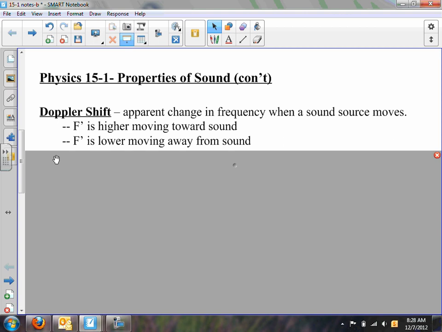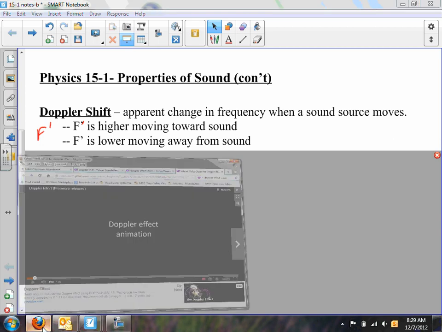And if the sound source or the object is moving toward a detector, the apparent frequency, and that's what this thing means, right here it is f prime, your apparent frequency, is higher going toward the sound, and it's lower going away from the sound. Or if the sound is moving towards the detector, it is higher, and lower going away from.